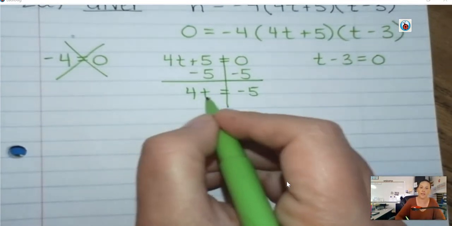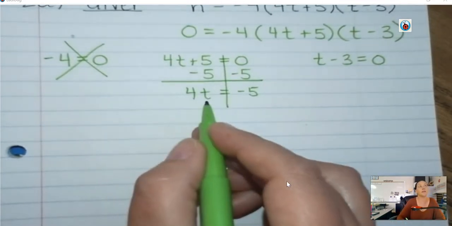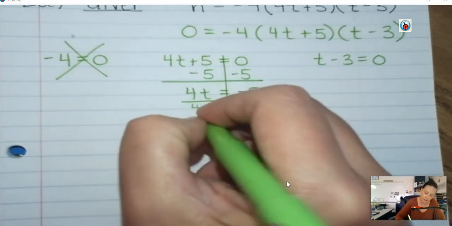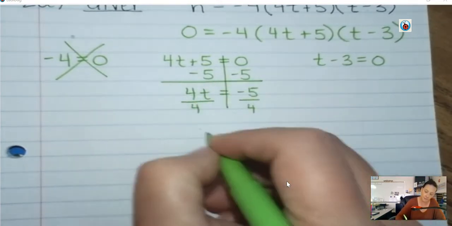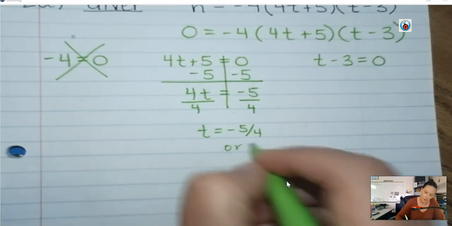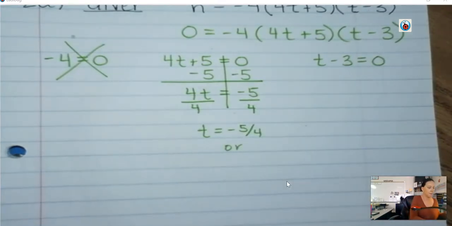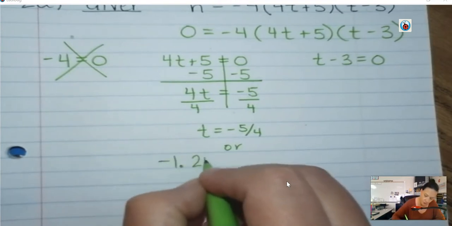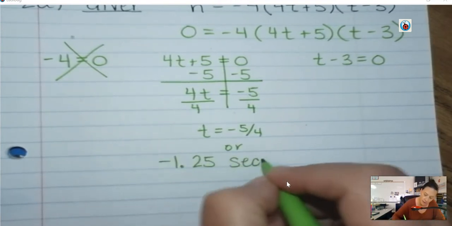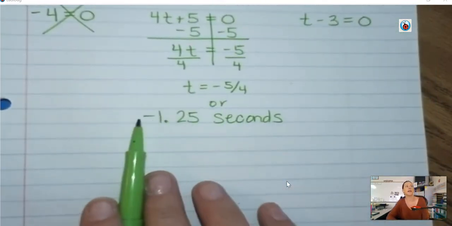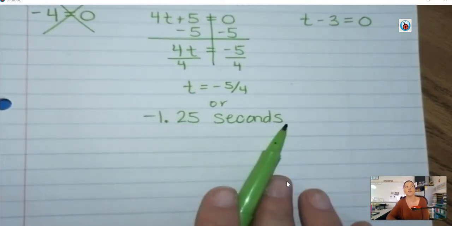And then look at the side that has the t. Right now it says 4 times t. So to undo multiplying by 4, we're going to divide by 4. So t equals -5/4, or 5 divided by 4 is 1.25, so it could be -1.25 seconds. Remember, we're talking about a diver diving into the water. So this one's saying that it would take negative 1.25 seconds.